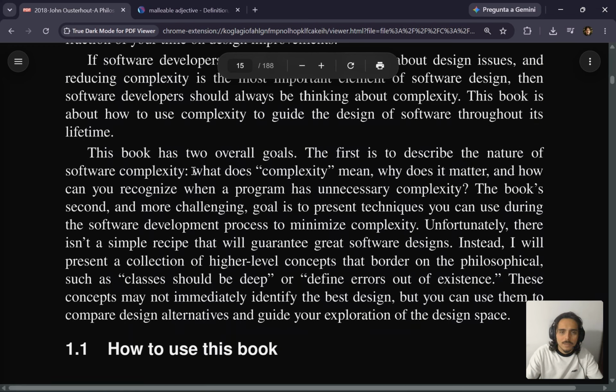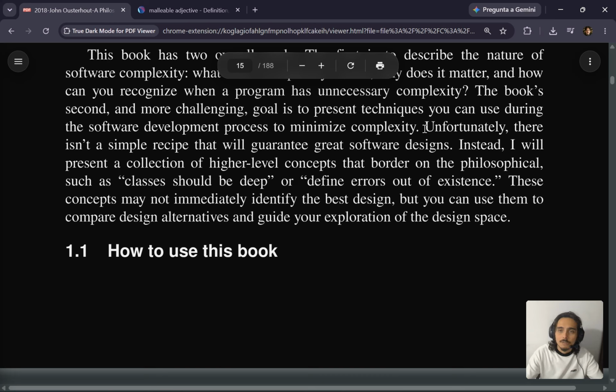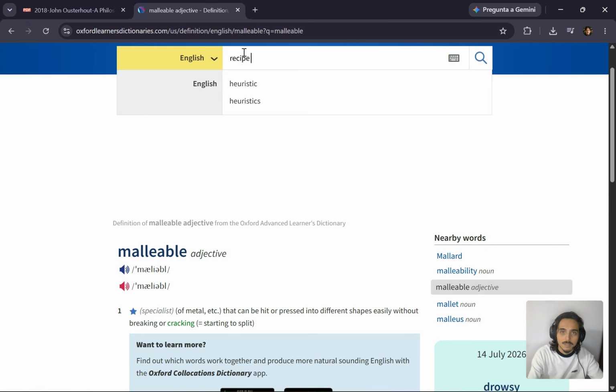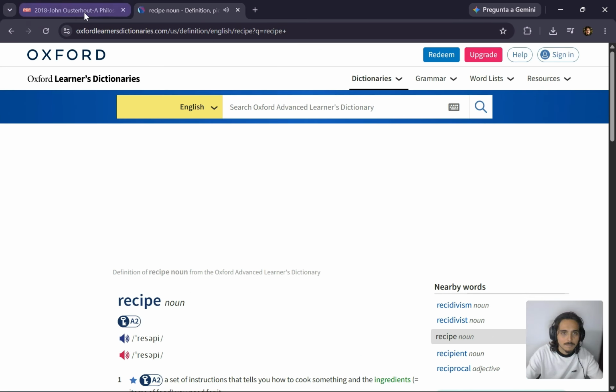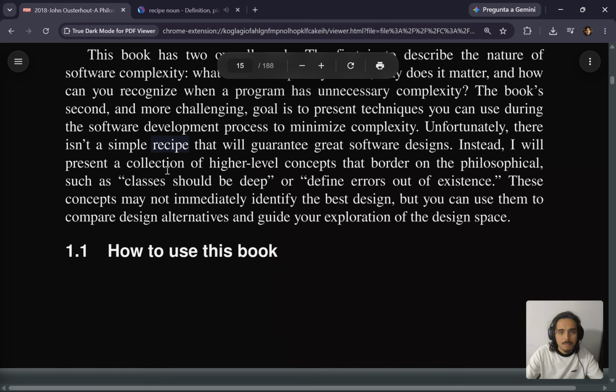The book is going to explain to us the nature of complexity, why it matters, and how we can recognize it. And it's going to present practical techniques. So again, very good theory, hands-on approach. I agree totally with this. Unfortunately, there isn't a simple recipe. I think this is pronounced recipe, but I don't know. It isn't a simple recipe that will guarantee great software designs.